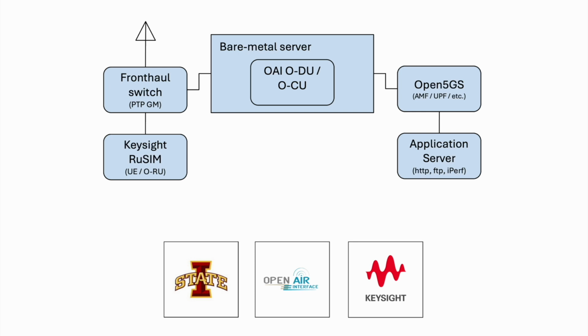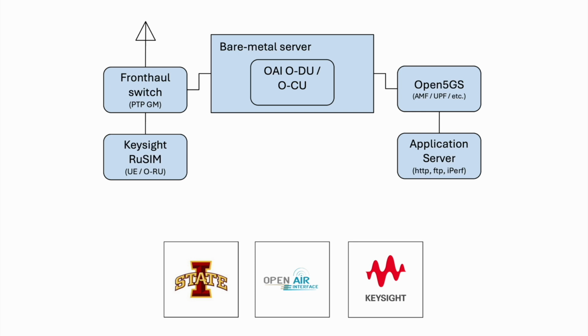In this demo, we use the Keysight RU theme as the UE and the RU, and we use OAI as the ODU and OCU. Between them, there is a fronthaul switch, which runs as the PTP Grandmaster to provide the PTP time sync for both of them. There is also Open5GS as a core network, and there is an application server connected to it.